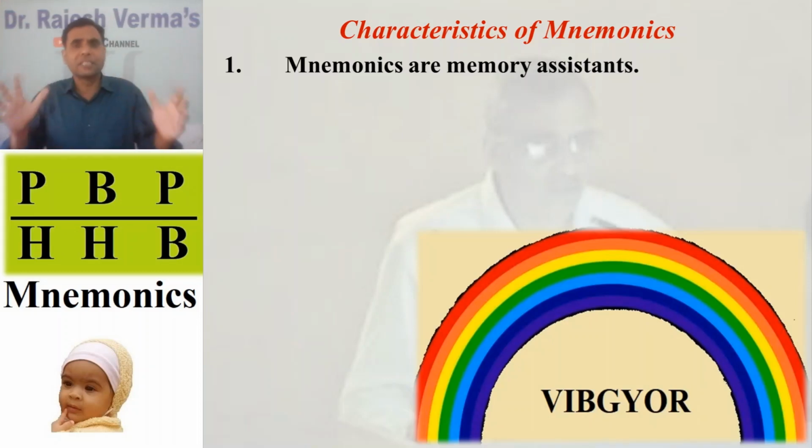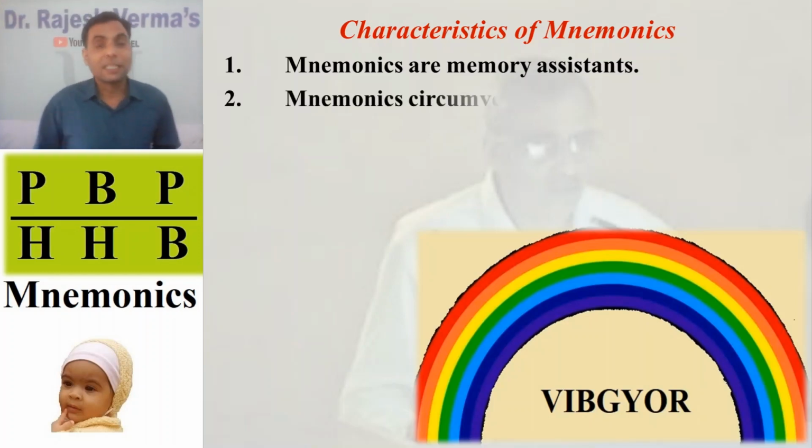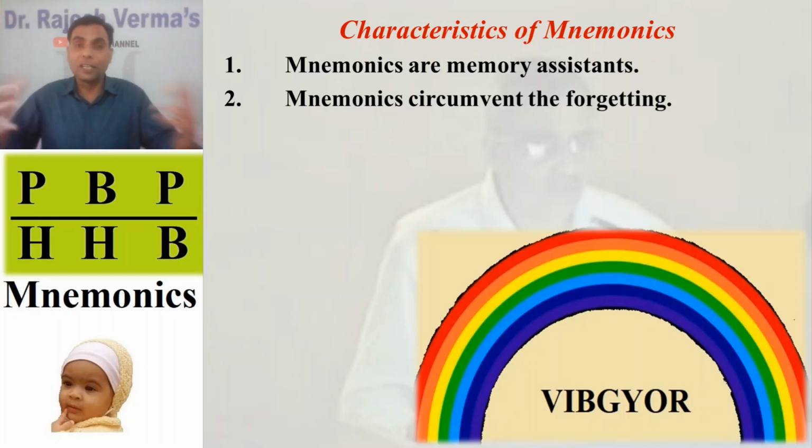Now the characteristics of mnemonics. What were the major characteristics? Mnemonics are memory assistants. See, they are very obliging. They oblige our memory. They are very faithful assistants. They never fail you, provided you have adequate rehearsal, as well as you understand the mnemonics. So they are very important, and they are very faithful assistants that help you in recalling and retaining your information.